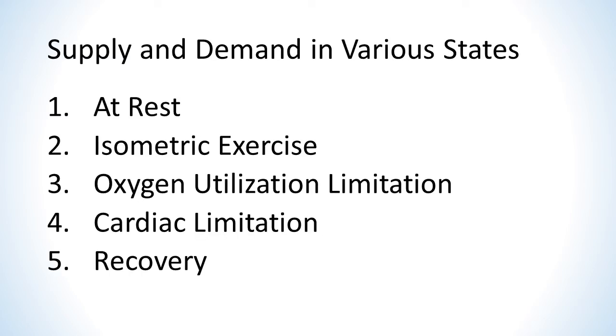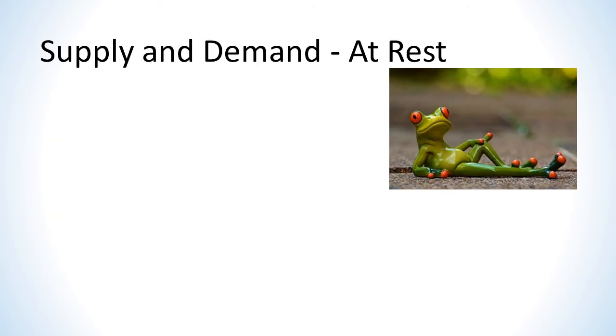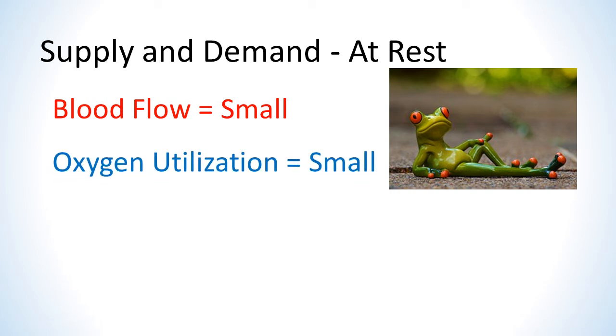Let's now look at the relationship between supply and demand for oxygen in the muscle in several hypothetical conditions. The first condition we want to consider is rest. The oxygen supply is low at rest. The heart rate is not elevated, and the blood vessels are not dilated, so the blood flow to the muscle is small. The oxygen demand is also low at rest. The muscle is using very little oxygen.